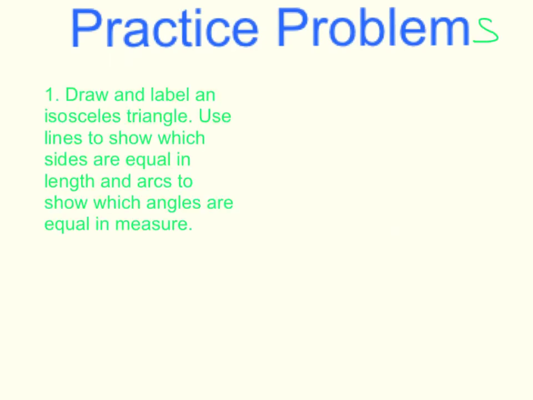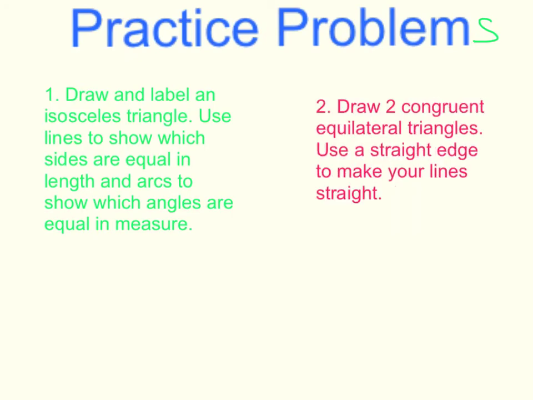Here is your practice problem of the day. Draw and label an isosceles triangle. Use lines to show which sides are equal in length and arcs to show which angles are equal in measure. Draw two congruent equilateral triangles. Use a straight edge to make your lines straight.